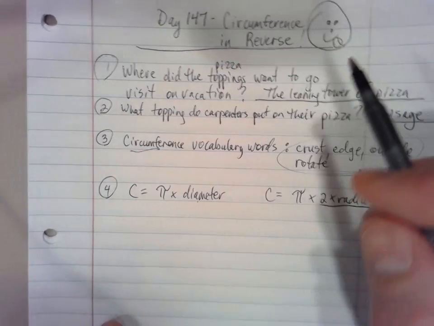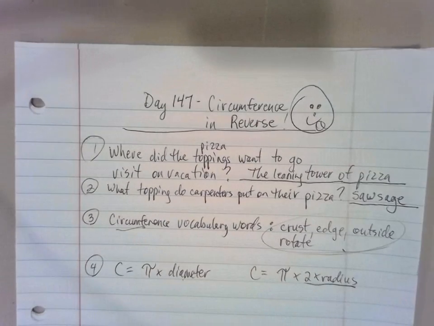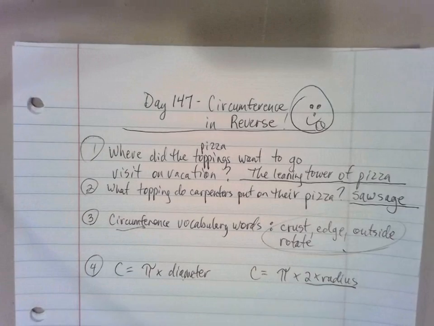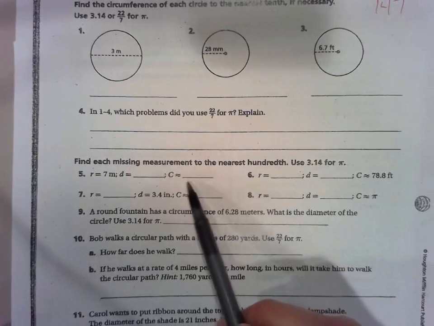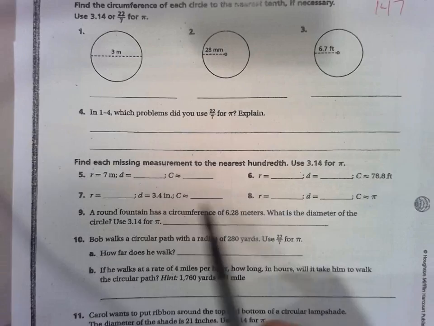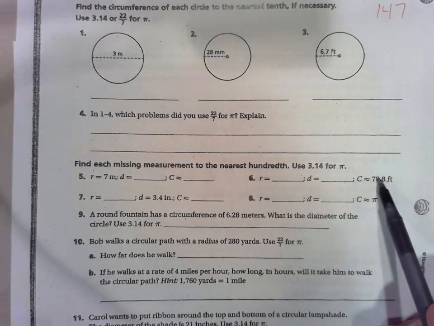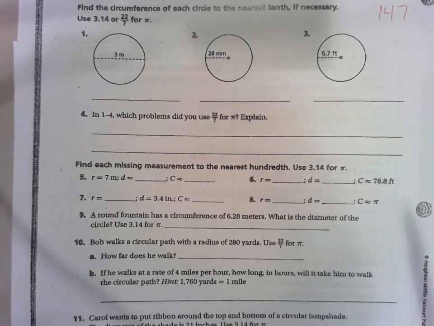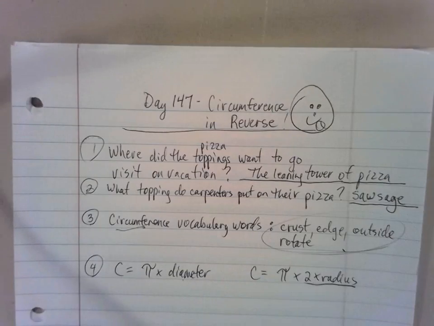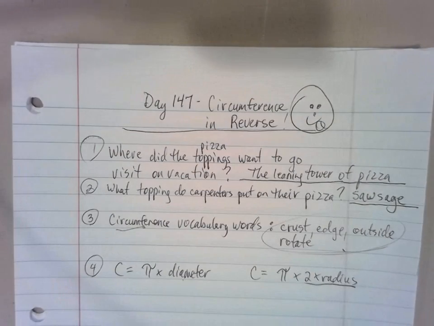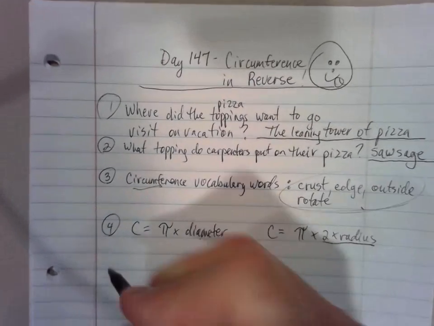So in today's lesson, we're going to talk about how to do circumference in reverse, because on some of the problems you're going to have later on, it's going to give you the circumference, and you're going to have to work backwards to find out what the parts are, the diameter and the radius. So let's do a couple of these.